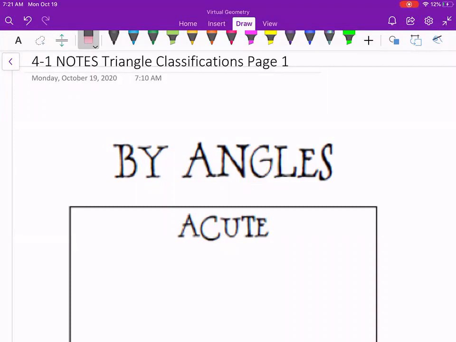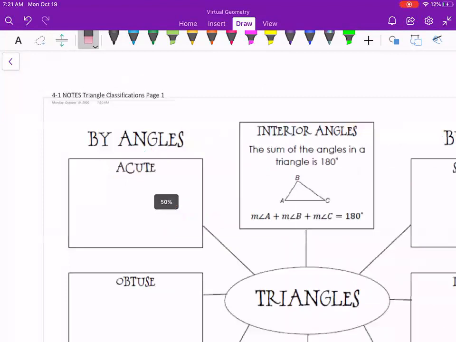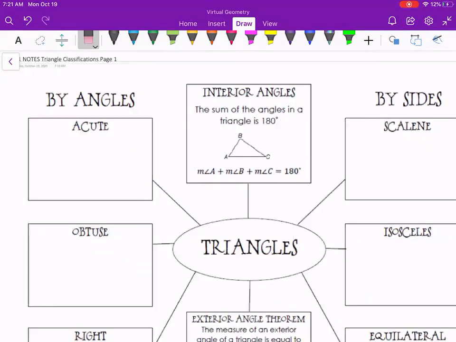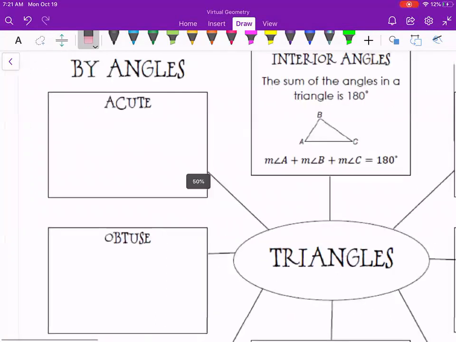as well. So when we classify triangles, every triangle gets two kinds of names. They get one name that describes what's going on with the angles, and they get a second name to describe what's going on by the sides. So we're going to take a look first off at the angle kinds of classifications.